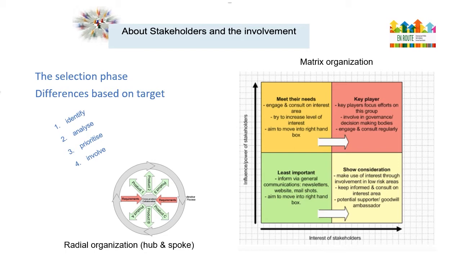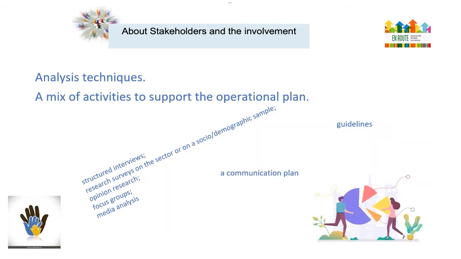According to a matrix organization, key stakeholders are located relative to two axes representing power and influence. Also, the organizational model of networks is useful to take into account, with a wheel consisting of a central hub and spokes to indicate a network with a center of reference, hub, and various peripheral locations, spokes. Analysis techniques. A mix of activities to support the operational plan.